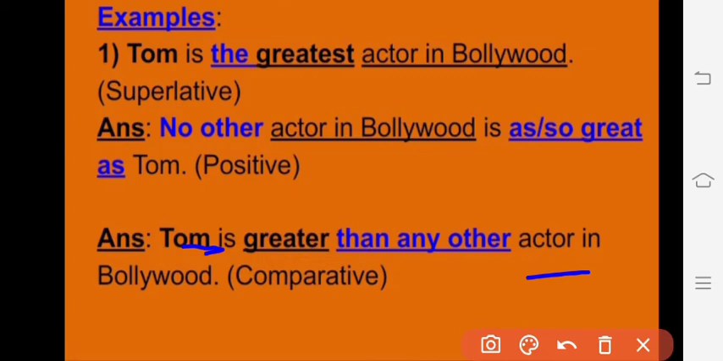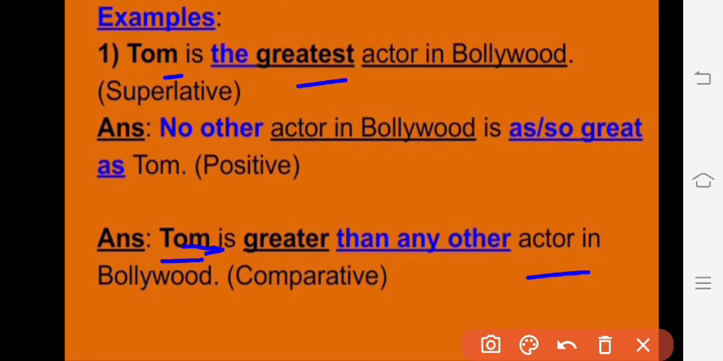Tom is greater than any other actor in Bollywood. Here the subject Tom remains the same. Then "greatest" is converted into "greater." So, Tom is greater than any other actor in Bollywood.